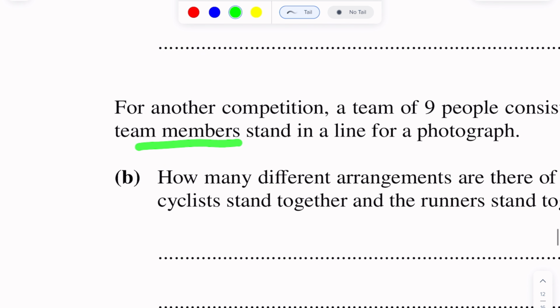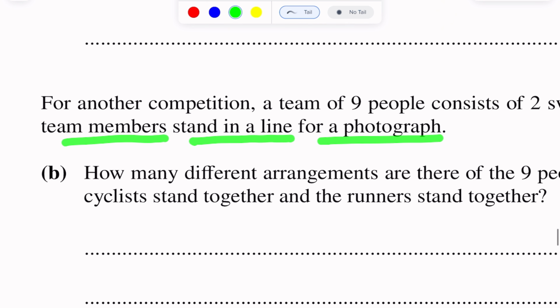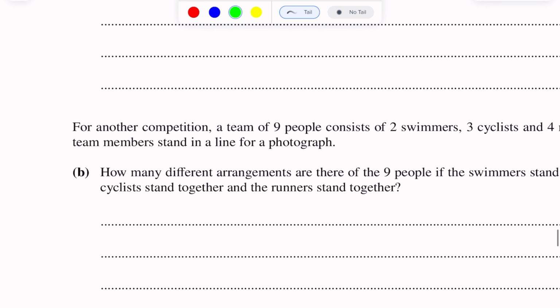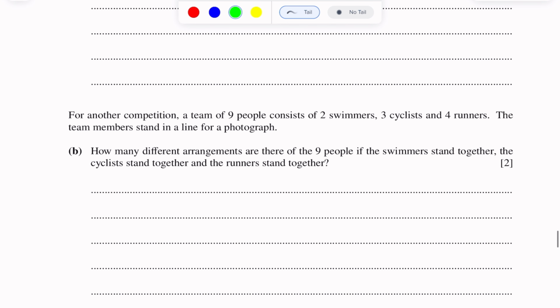The team members stand in a line for a photograph. Now this question is of permutation because there is a specific order of arrangement. The word arrangement is there. So find how many different arrangements.